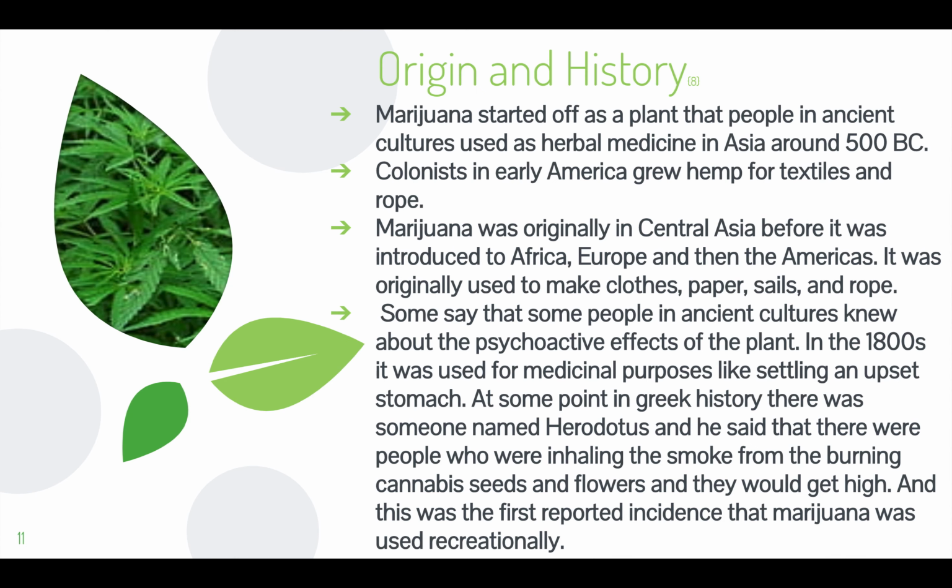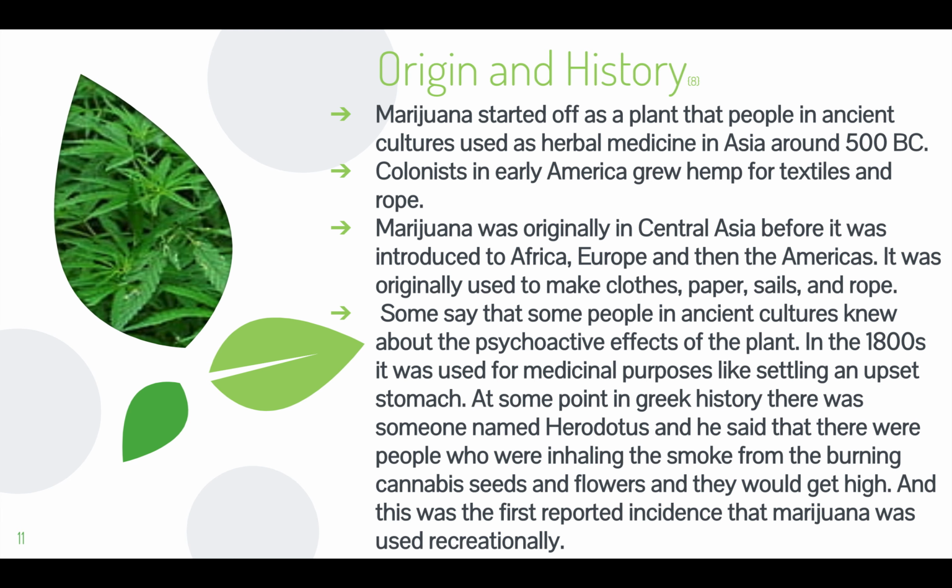Origin and history of marijuana. Marijuana started off as a plant that people in ancient cultures used as herbal medicine in Asia around 500 BC. Colonists in early America grew hemp for textiles and rope. Marijuana was originally in Central Asia before it was introduced to Africa, Europe, and then the Americas. It was originally used to make clothes, paper, sails, and rope. Some say that some people in ancient cultures knew about the psychoactive effects of the plant. In the 1800s, it was used for medicinal purposes like settling an upset stomach.